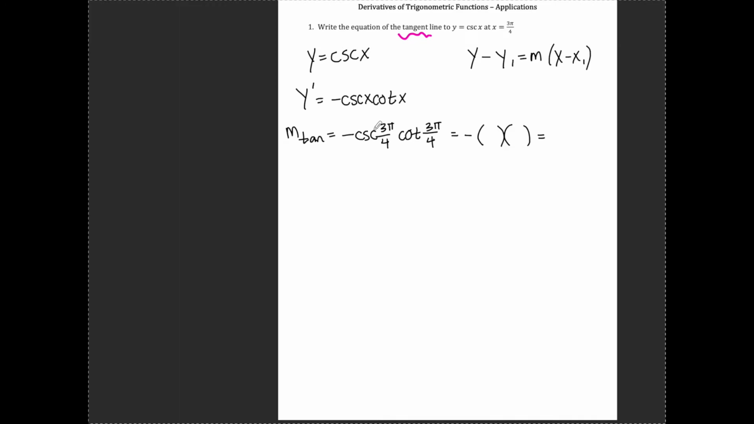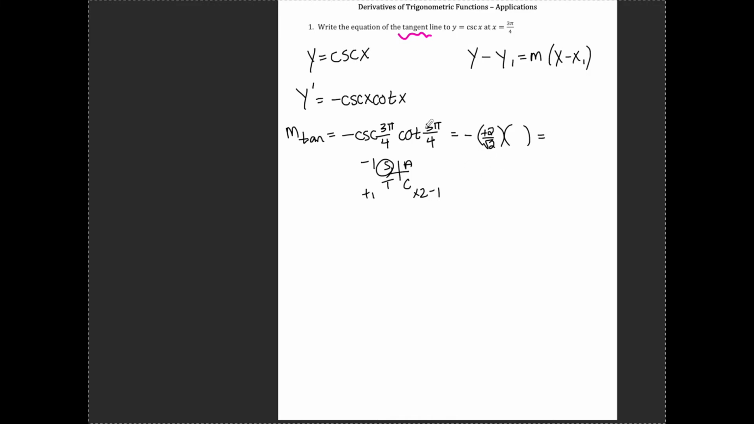So I know that sine of pi over 4, ignoring this 3 in the numerator, is rad 2 over 2, but since this is cosecant, I'm going to flip that. So I'm going to write that as 2 over rad 2. I know that 3 pi over 4 is in ASTC, so if I set up my little chart here, 3 pi over 4 is in the second quadrant, which means sine is positive.